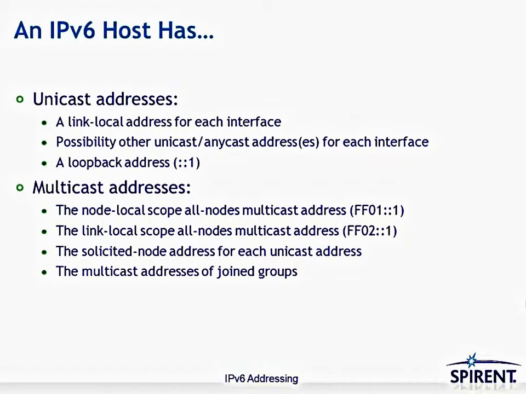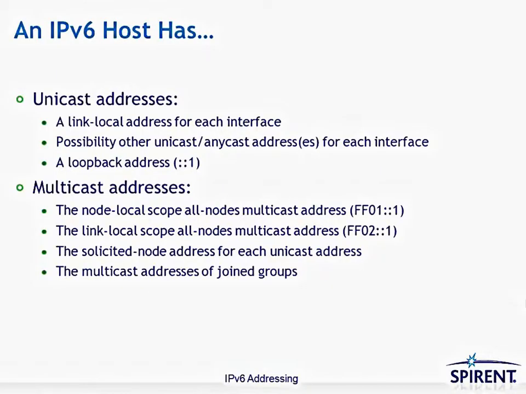So we've talked about the different types of addresses. How are they assigned to hosts, which are talked about on this slide, and to routers, which are talked about on the next. So what type of addresses does an IPv6 host have? Well, an IPv6 host has unicast addresses. There's a special type of address now that's called a link local address that it will assign automatically to each of its interfaces, and we'll talk more about that in part 2 of this series on IPv6 addressing. There's possibly other unicast addresses that could be assigned to one or more interfaces on the device.